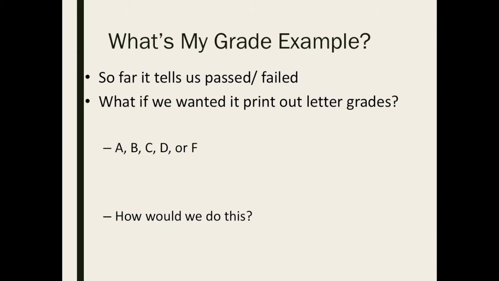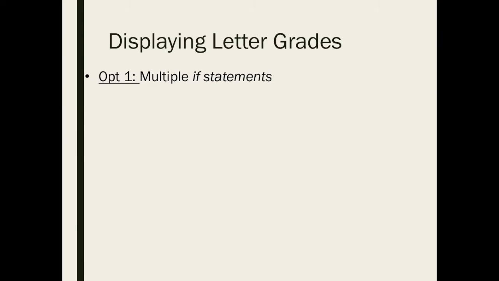We previously looked at an example that, given a grade, told us if that grade was passing or failing. But what if we wanted to print out letter grades, A, B, C, D, or F, given a grade? How would we do this? Well, we have three different options. The first option is just multiple if statements, the basic branching statements that we learned in the previous video.